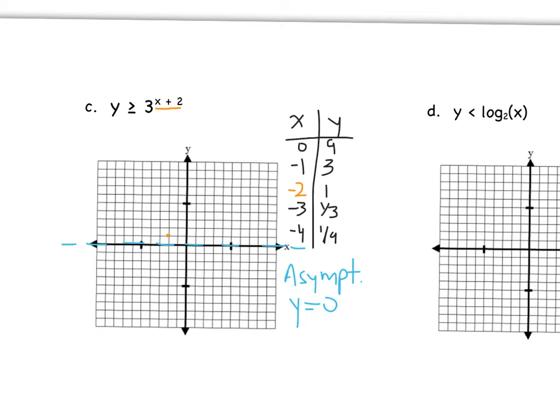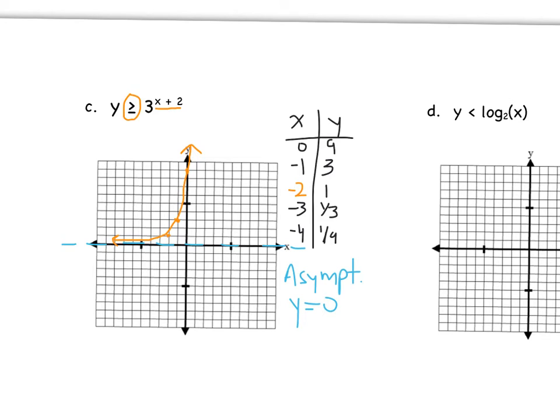We're at -1, 3, 0, 9. It puts us up there. We do have a solid curve to this, so we can go ahead and connect these guys with a solid curve. And now we have to think about shading.